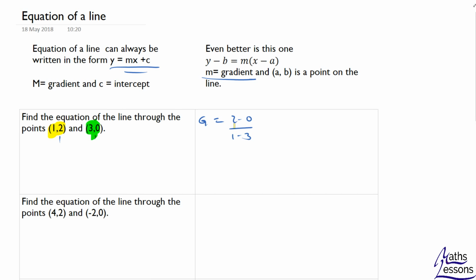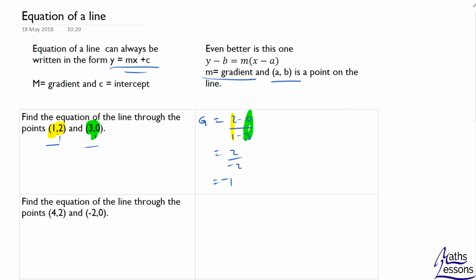So therefore I've got my starting points here and my finishing point here. I'm doing the taking away. So I'm going to get 2 over minus 2, which equals minus 1. And then we know that AB is a point on the line. So we could choose either 1, 2 or 3 noughts. If you've got a nought in there, it makes the calculations easier.